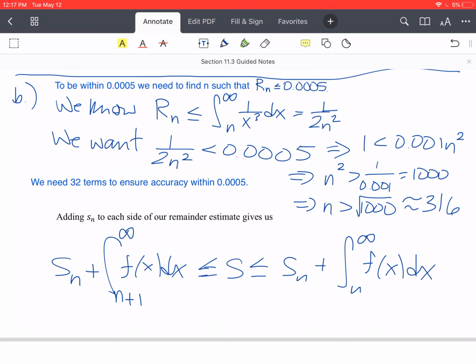Okay, now we can use this to determine a much better bounding, right? Because it's greater than this number, it's less than this number. We can bound s. We can find a better approximation of what the actual sum is going to be.